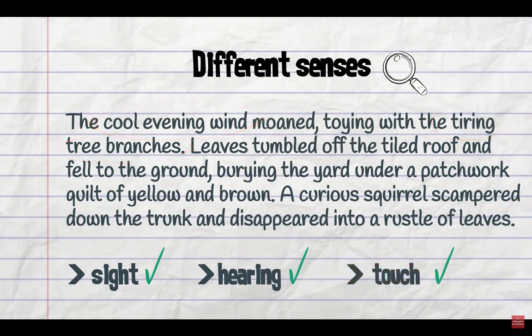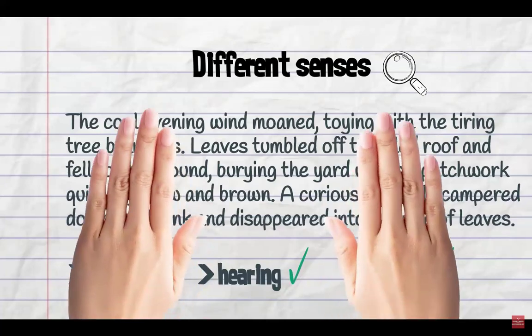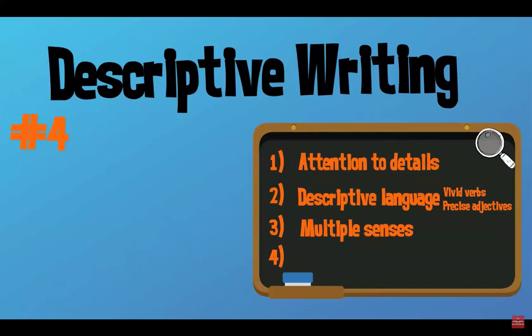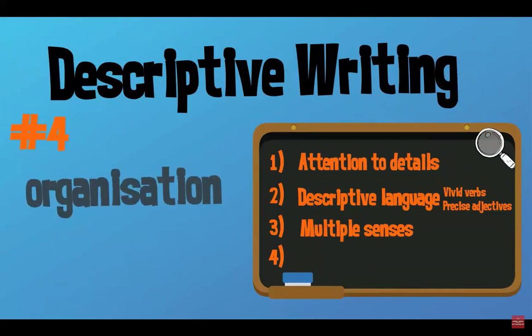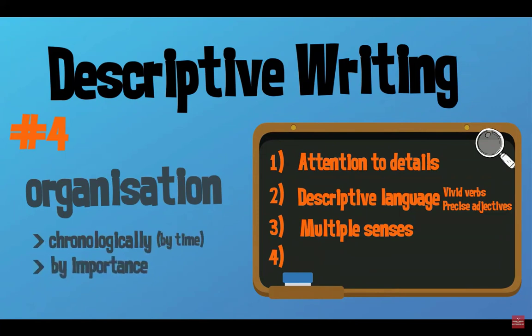Depending on what we're describing, including all of the senses can be difficult. At the end of the lesson, we'll learn a little trick to help with this. Number 4, organisation. Our descriptions shouldn't be just randomly thrown together. We could organise them chronologically, that is by time, or we might choose to organise by order of importance.